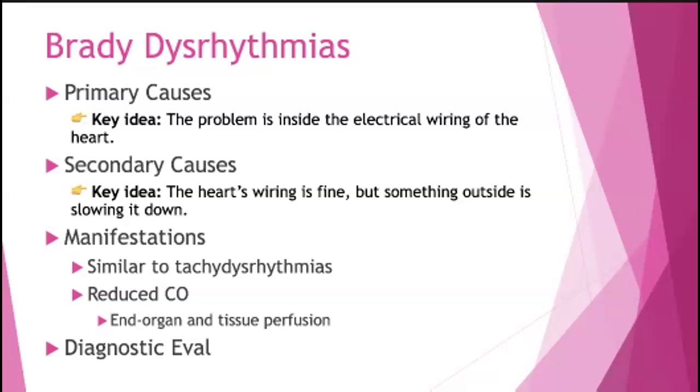We can have that vagal stimulation where they're bearing down, their heart rate drops, their cardiac output drops, and then they pass out. We can have endocrine and metabolic disorders like hypothyroidism or electrolyte imbalances. The idea with this is that your heart's wiring is fine. Something else is slowing the heart down. We need to fix that something to improve that heart rate.